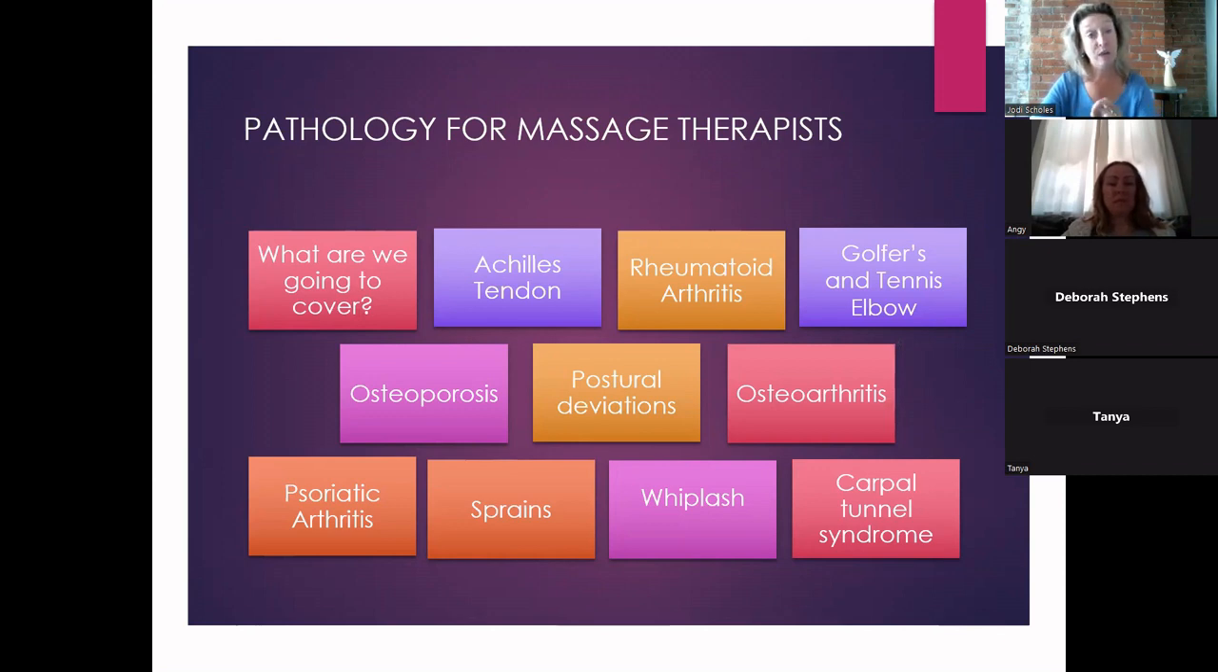Then we're going to talk about arthritis. We're actually going to talk about 3 types of arthritis today: osteoarthritis, rheumatoid, and psoriatic. We're also going to cover sprains and strains. We're going to talk about whiplash. And given that we have the time, we're also going to discuss carpal tunnel syndrome. Here we go. These are all considered pathologies.